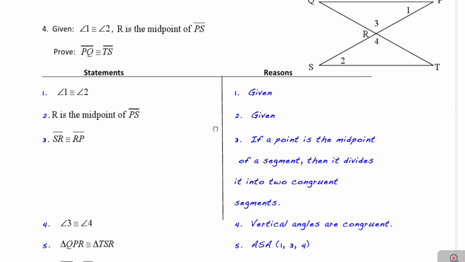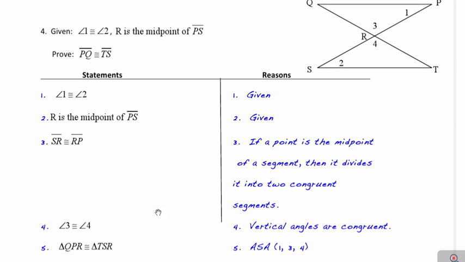And the final example, example 4, we have 2 givens, so label angle 1 and 2 congruent using tick marks on the diagram. So that's a pair of angles in the triangle, but we need 2 more things. So if we copy down the second given, R is the midpoint of PS. Remember the word midpoint means it divides it into 2 congruent segments. So if we look at segment PS, that means that segment SR would be congruent to RP. If a point is the midpoint of a segment, then it divides it into 2 congruent segments.